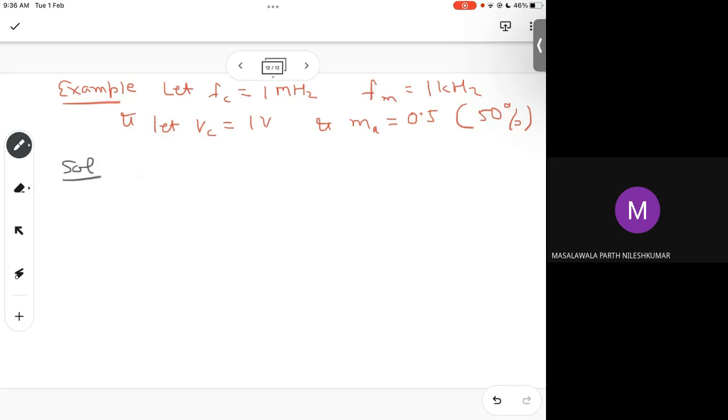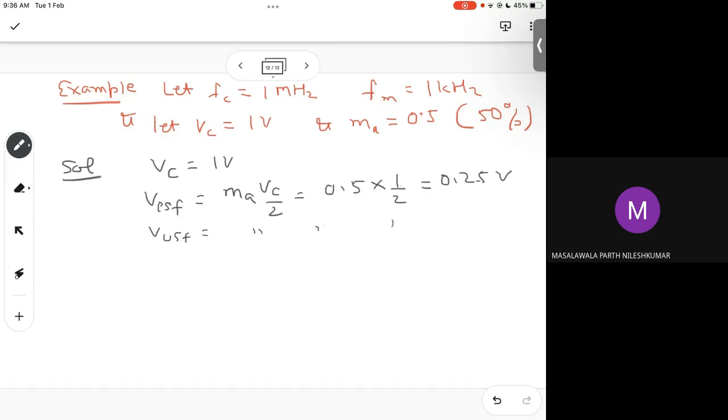If I see this data, the carrier amplitude is 1 volt. The voltage of the lower side frequency is given as MA VC by 2, so it turns out to be 0.5 into 1 by 2, which is 0.25 volt. The upper side frequency is also the same, so it also turns out to be 0.25 volt. And the carrier amplitude turns out to be 1 volt. And I will get two frequencies.